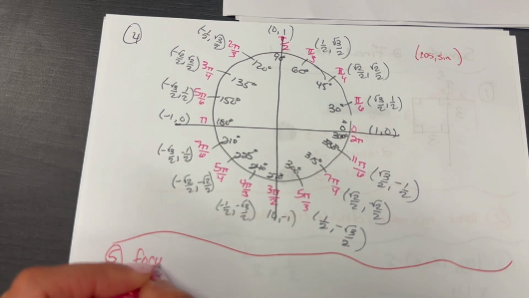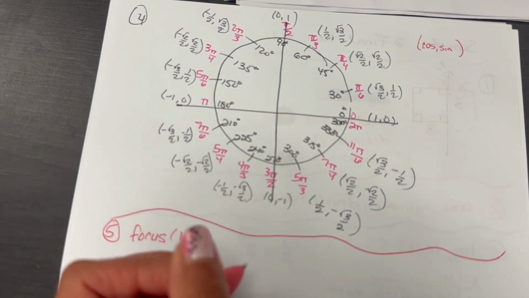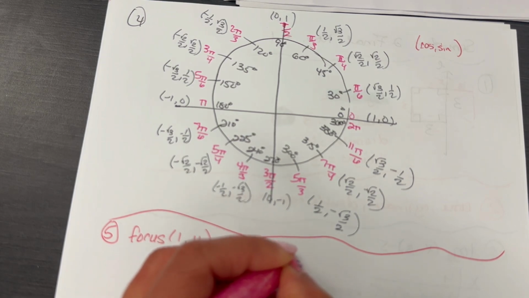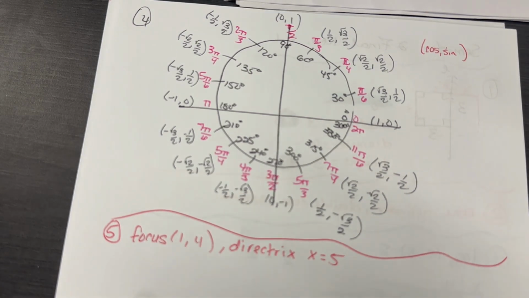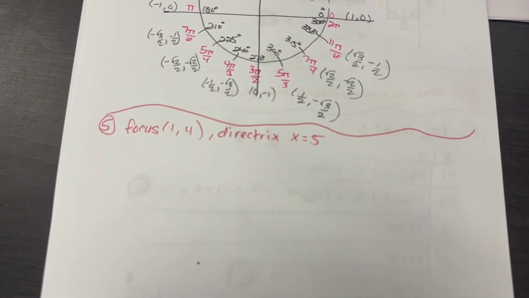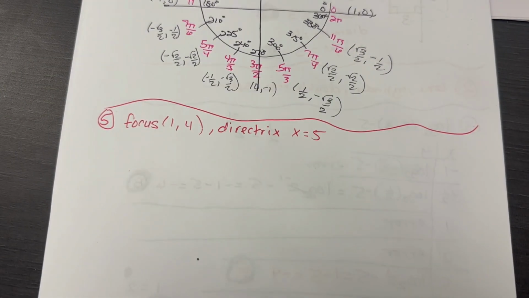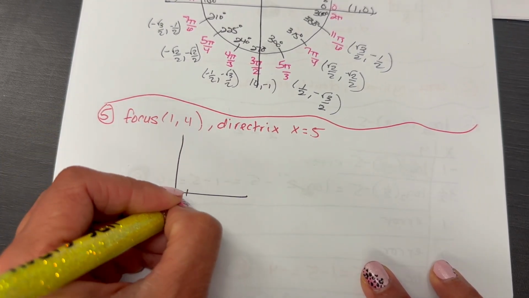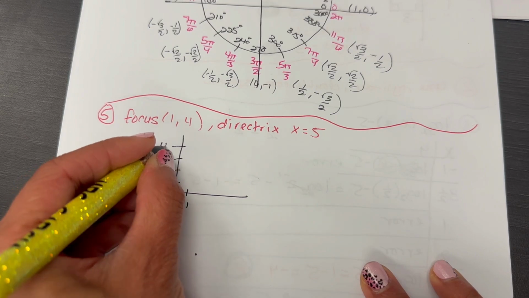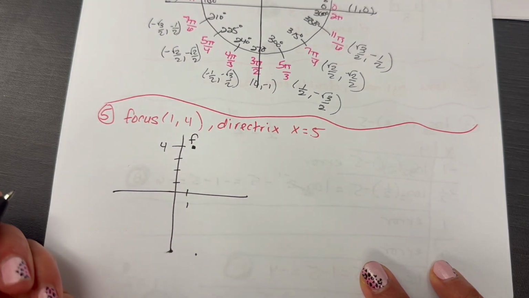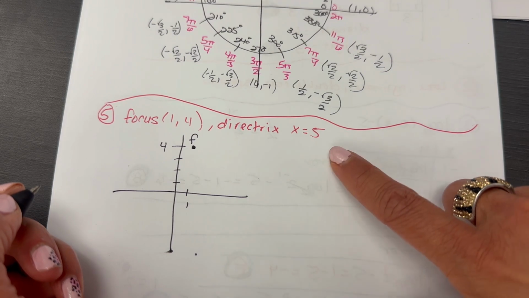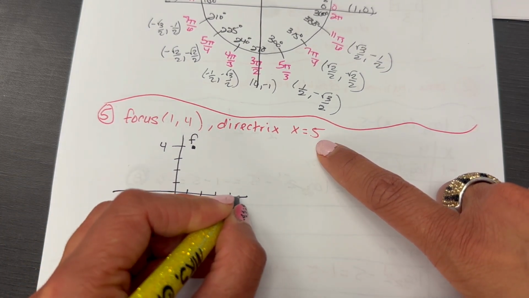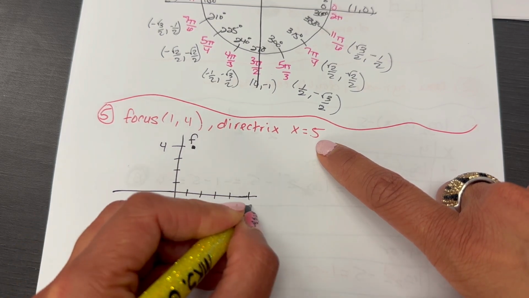So we've got a focus at 1, 4 and a directrix of x equals 5. So we need to draw a picture. We need to draw a graph. Okay, let me refocus this. Okay, so 1, 2, 3, 4. This is my focus. A focus is not the same as the vertex, by the way. X equals 5 means I got to go through the x at 5. 4, 5, 2, 3, 4, 5.